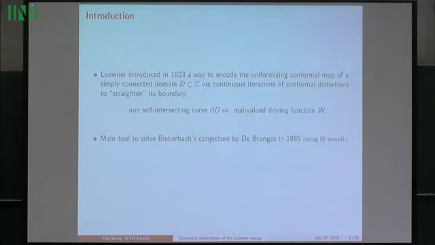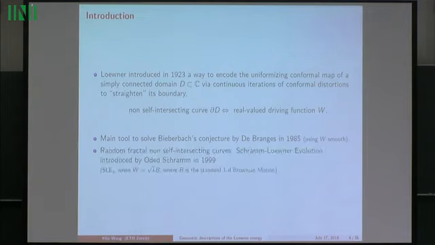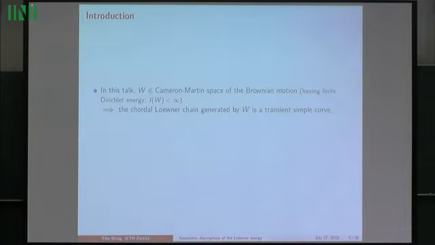For example, it is a tool that was used to solve the Bieberbach conjecture by de Branges only 60 years later. And also, as people here are very familiar with, when we take the driving function W to be a multiple of the Brownian motion, then you get the family of non-self-intersecting curves, the Schramm-Loewner evolution, introduced by Oded Schramm. In this talk, we will be focusing on the class of functions in the Cameron-Martin space of the Brownian motion, which means that it has a finite Dirichlet energy. You can also think of this Dirichlet energy as the action functional of the Brownian motion.